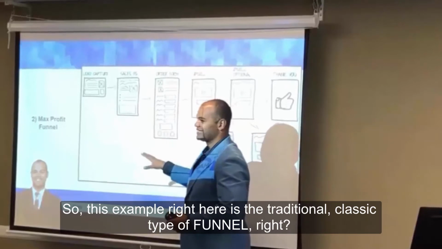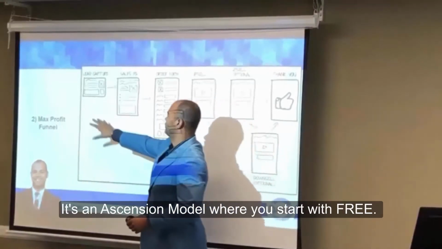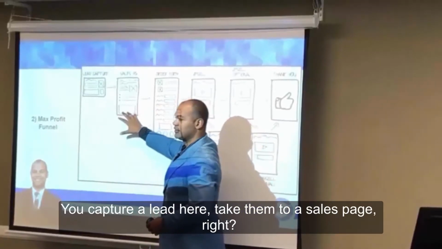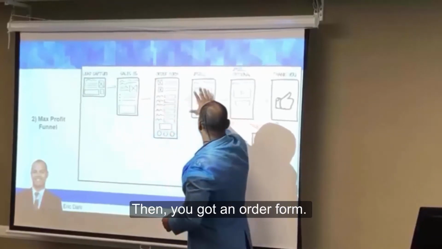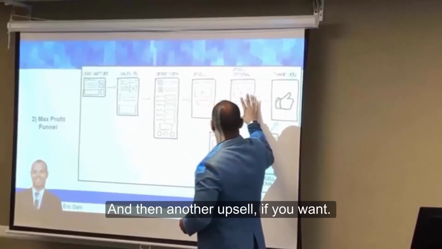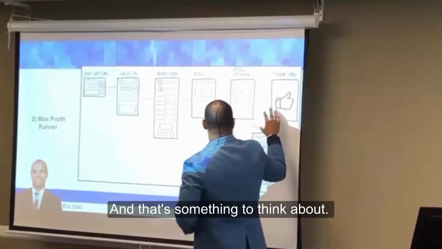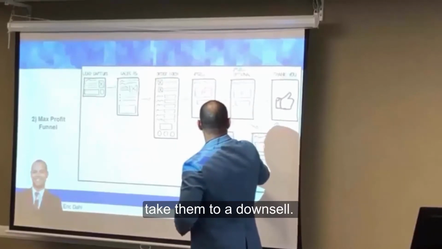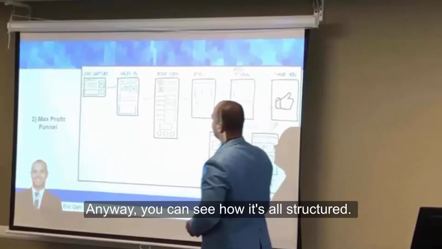traditional classic type of funnel, the Ascension model, where you start with free. Capture a lead here, you take them to a sales page, where that trigger offer we talked about is, and then you have an order form, and then you have an upsell, and then you get another upsell if you want. Typically you don't want to do more than 2 upsells. That's something to think about. And then if they don't want this, you take them to a downsell. They buy this, you take them here. So you can see how it's all structured.